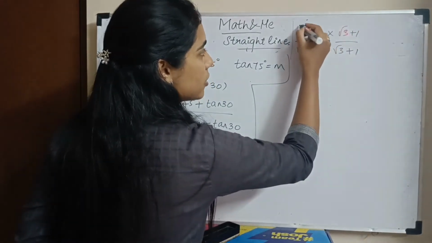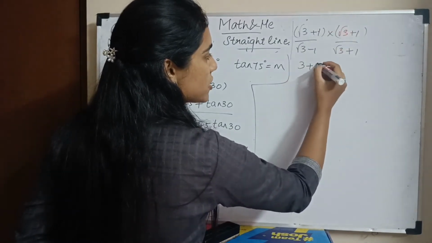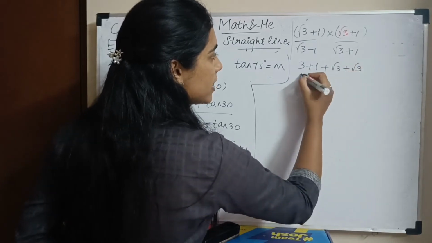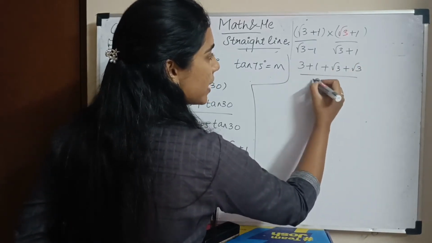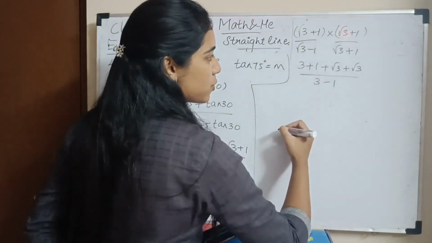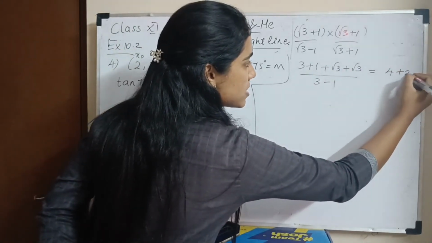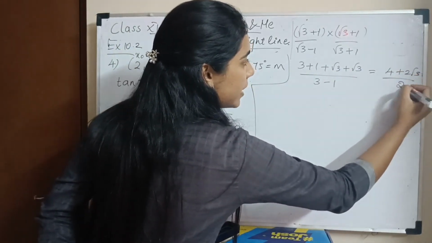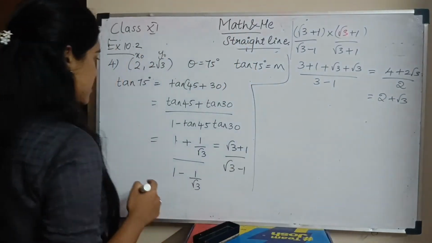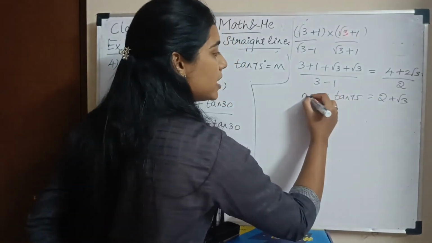So what do I get? Root 3 times root 3, 3. 1 into 1 is 1 plus root 3 plus root 3, divided by root 3 square minus 1 square. (a minus b) into (a plus b) is a square minus b square. So I have 3 minus 1 which is 2. So I have 3 plus 1 which is 4, plus 2 root 3, divided by 2. Taking 2 in common, I have 2 plus root 3. So this is my slope, tan 75, which is my slope.